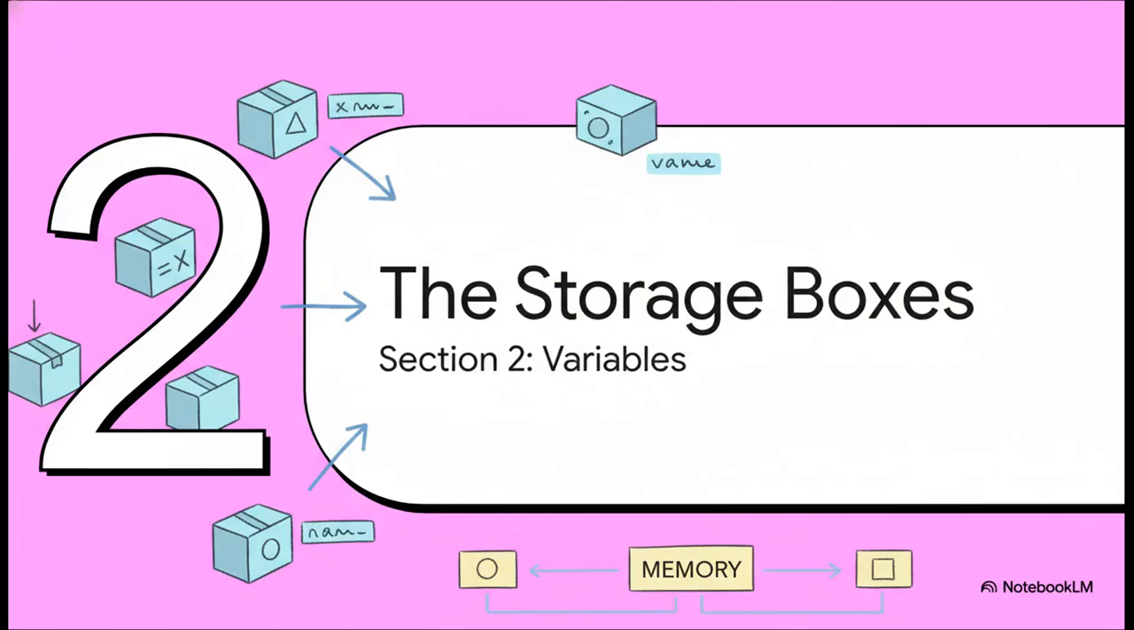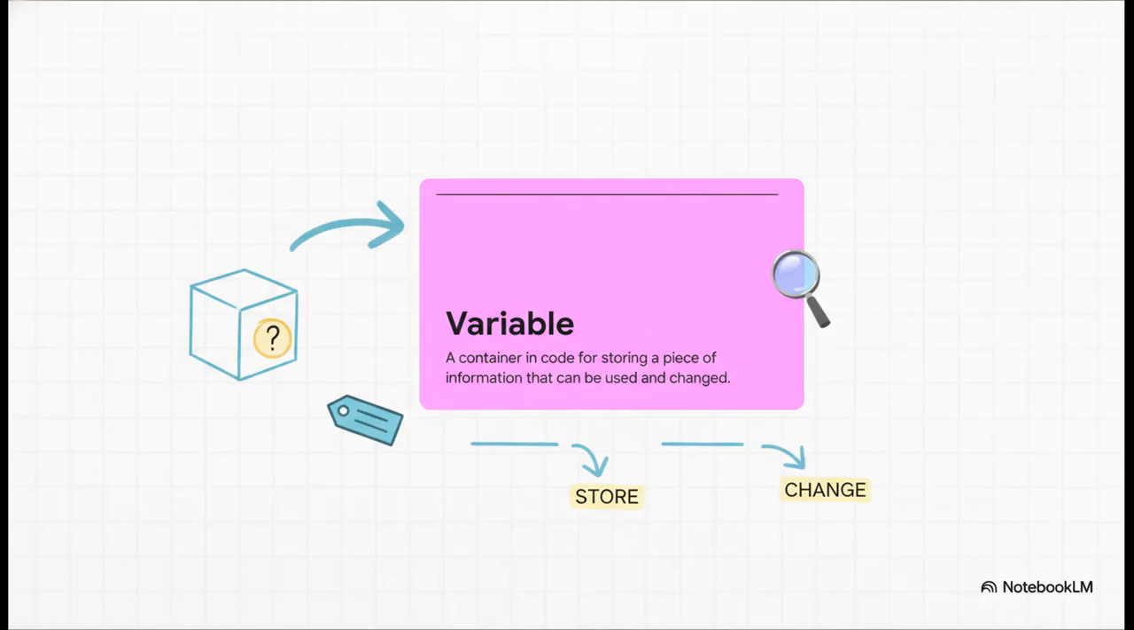Which brings us to section 2, variables, the storage boxes. So, how does code remember? Well, it uses something called a variable. Okay, so what is a variable? At its core, it's just a container. Think of it as a named spot in the computer's memory where you can stash a piece of info. The really important part is that this information isn't permanent. You can put something in it, use it, and then change it later.